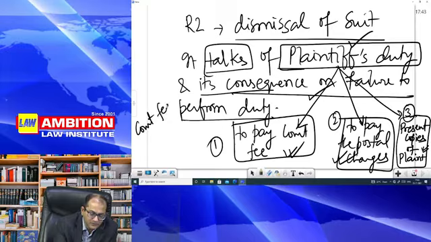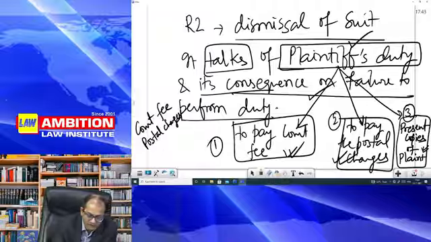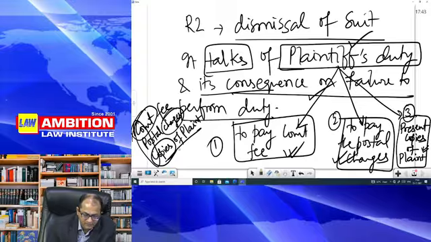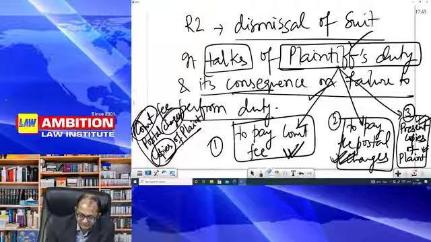So court fees, postal charges, and last copies of plaint. These are the duties of the plaintiff. This is CPC in a sense, court fees, postal charges, copies of plaint. Is this clear? To pay court fees, to pay the postal charges, present copies of plaint.